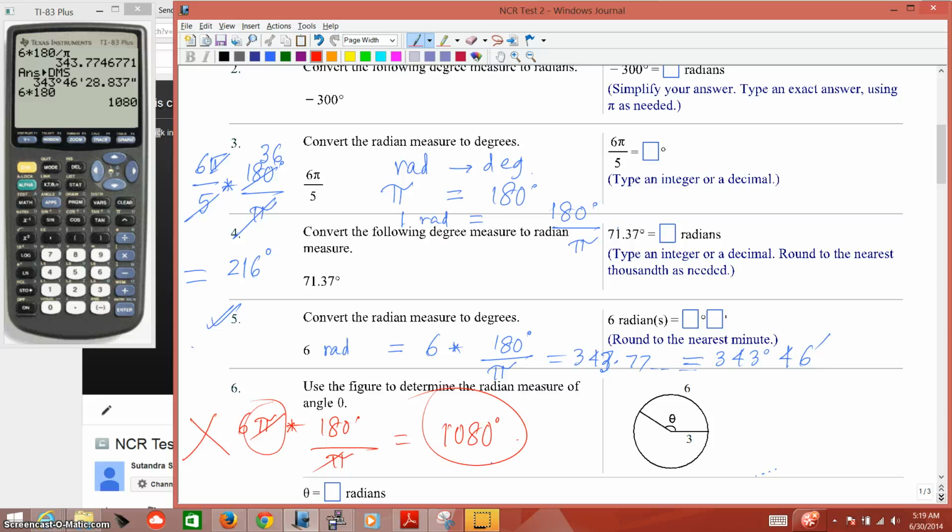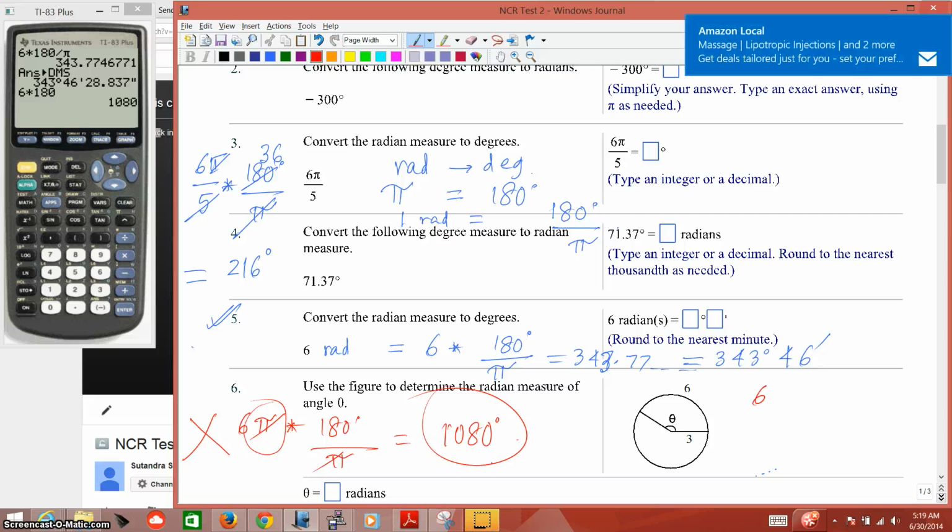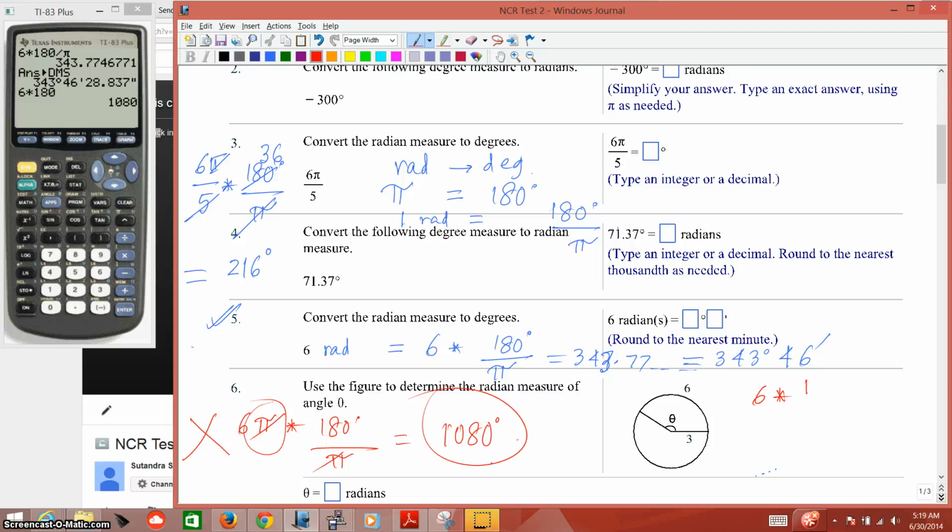When you are asked to find out 6 radians, you start with the 6 and then you just multiply it by the multiplier, which comes out to be 180 divided by pi, and then just simply enter it in the calculator and get the answer. Okay, so make sure not to make the common mistake of bringing in pi, and just work out similar to this.